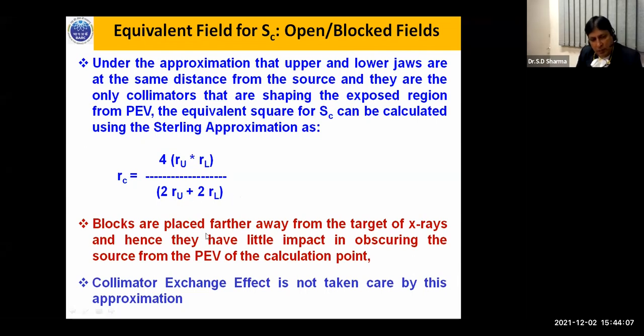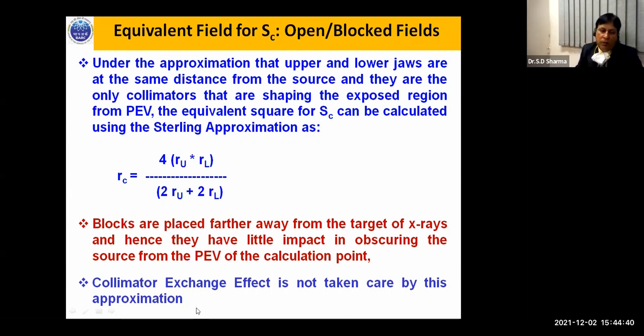But if we are dealing with tertiary collimator systems, which is the case of Varian accelerators, they are thought to be nothing but shielding blocks. So they can be treated in that manner, and they are not directly affecting the magnitude of collimator scatter factors. So their impact is almost negligible as far as the magnitude of collimator scatter factor is concerned.